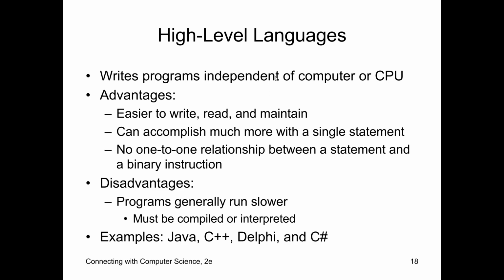All right, let's talk about high-level languages now. So this is important to know, that the high-level language writes the program independent of the CPU. Languages like C Sharp, especially with .NET Core as it's called, and Java, write to a virtual engine, and those virtual engines are different for each system it runs on.